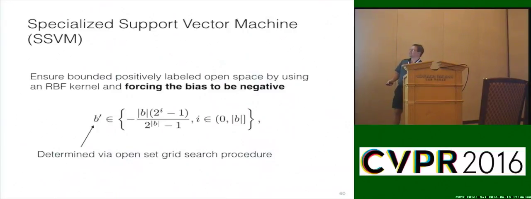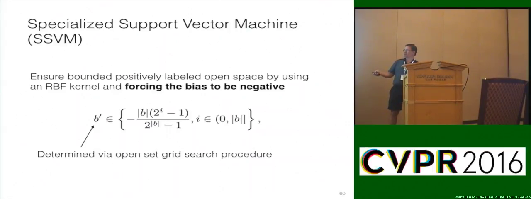Well, that's not as trivial as it sounds, but what they came up with in the specialized support vector machine is they're going to do a grid search over possible biases to force the bias to be negative. And actually they're going to now do a trace. So the SVM tells you the support vectors and it tells you what's the optimal bias. But you can change the bias. In fact, there have been other algorithms that have messed with the bias to trade off in various ways.